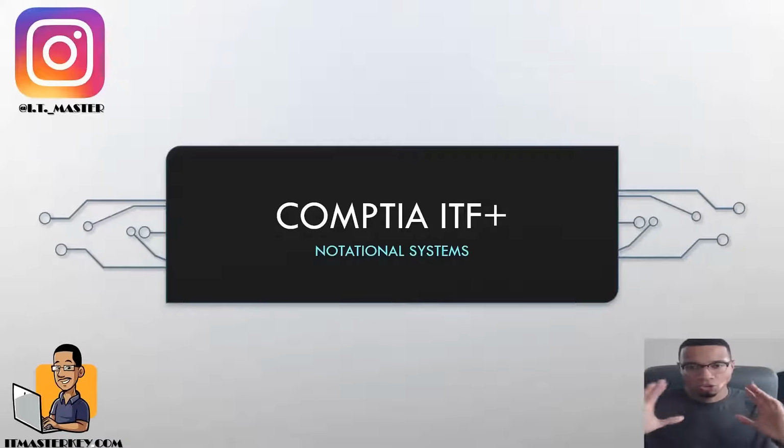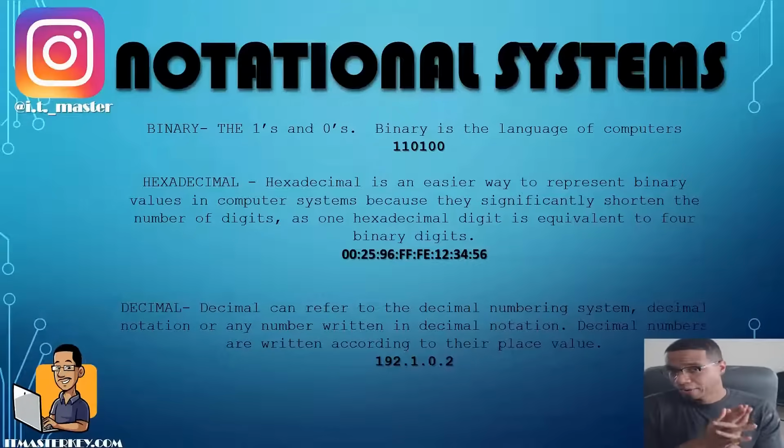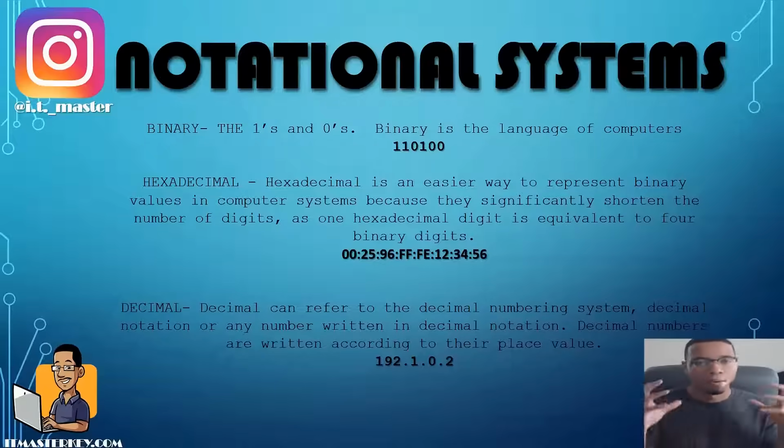So, notational systems. First thing we want to talk about is binary. Binary is the language that computers speak in. Not English, not French, not Spanish, but binary. That is the way that computers talk to each other. That's how they compute things. That's how they figure things out. Binary is a system of ones and zeros, or ons and offs. One will represent on, while zero will represent off. Real simple. If you didn't know before, binary is the language of computers. That simple. Let that sear in your brain if you didn't know.